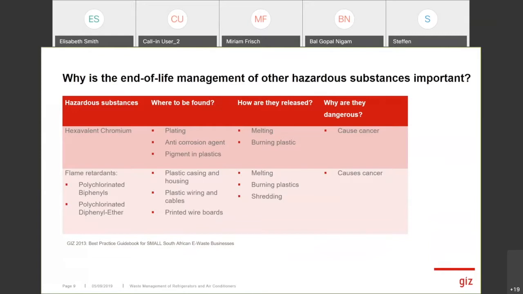So it's a very toxic substance. So we have flame retardants, the polychlorinated diphenyls and the polychlorinated diphenyl ether. They are generally found in plastic casing, plastic wiring of cables, and printed wire boards, and generally released during end-of-life treatment by melting, burning the plastic, and shredding. As with other substances shown in this chart, they cause cancer by contact.